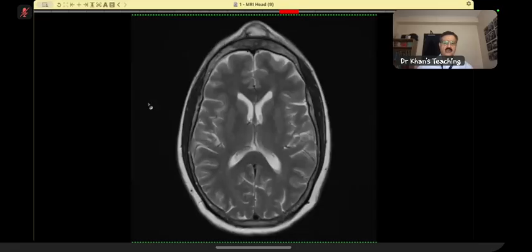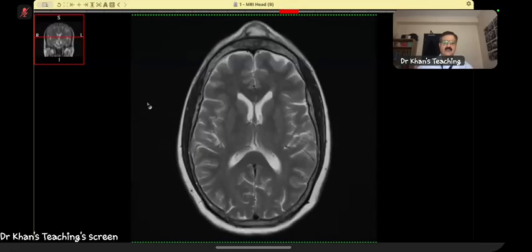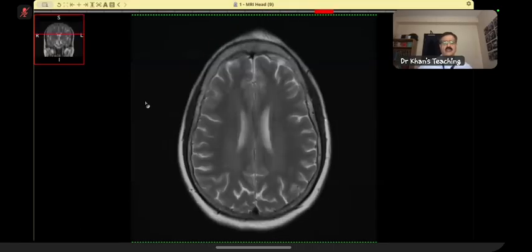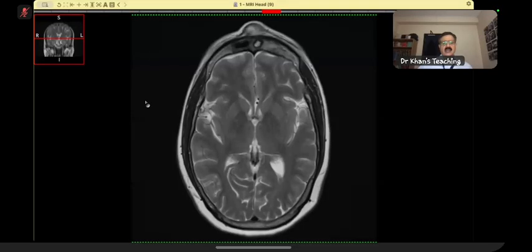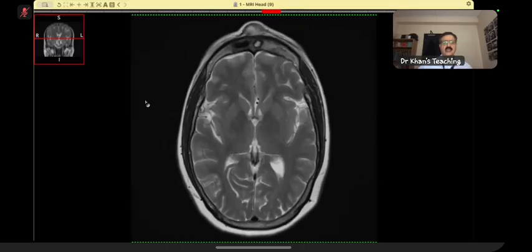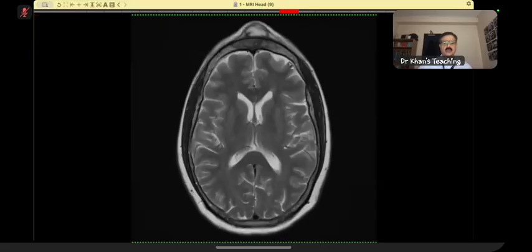Now, I showed you a T2 weighted sequence. And the key thing is that for marrow, because we are worried about osteomyelitis of the skull, you must and should have asked for a T1 weighted sequence. That is something which you missed.